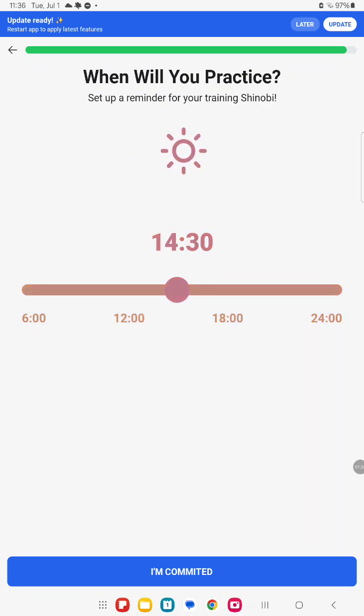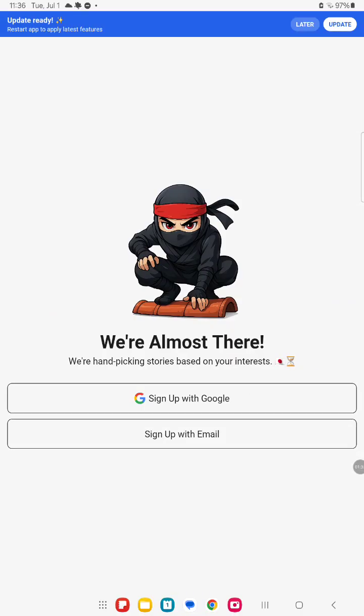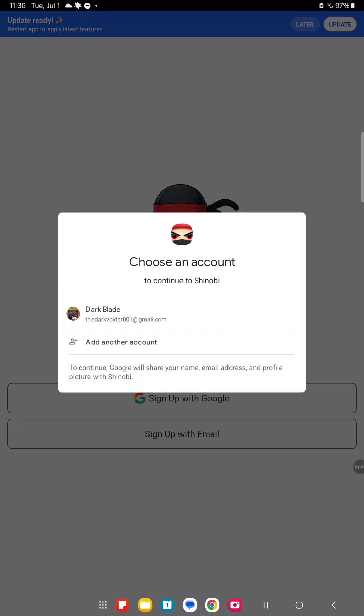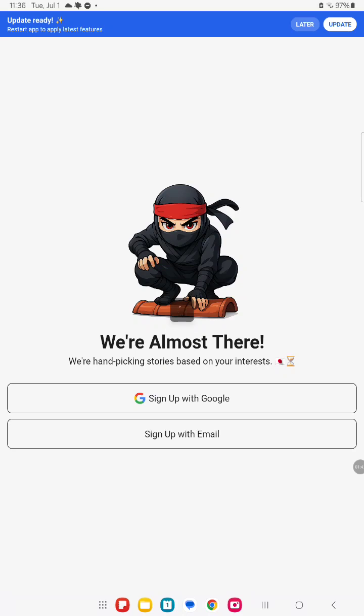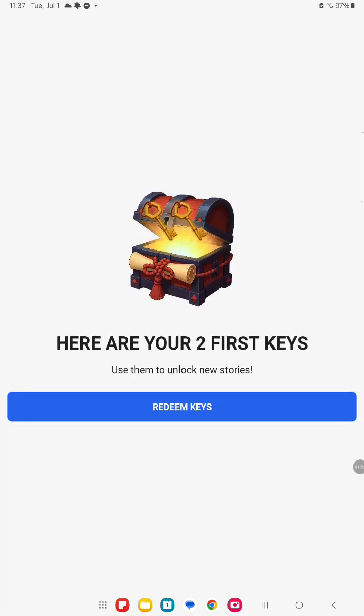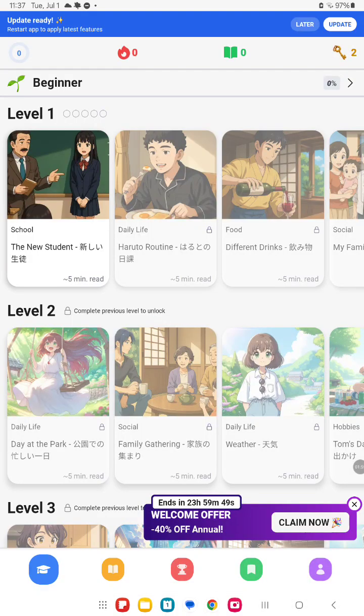It'll be maybe 3 p.m. Okay. I'll use Google because that way I can create an account without my viewers watching me type in my username and password, and also because it's just faster. Here are my first two keys. And I think I already did this.